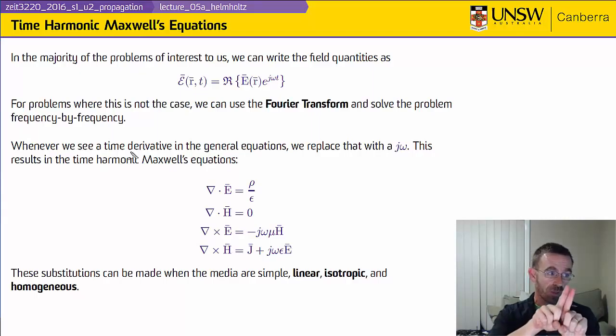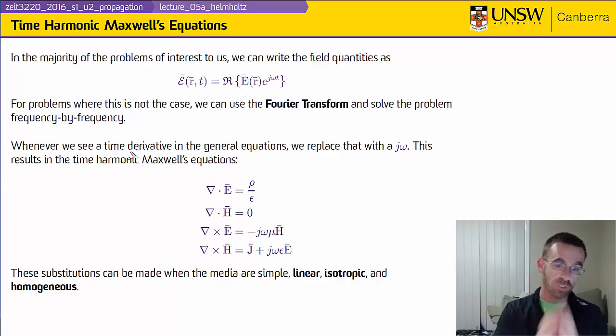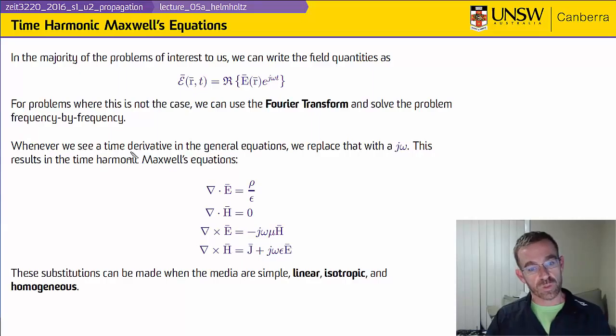Isotropic, remember, means that D and B are parallel, B and H are parallel, and homogeneous means that epsilon and mu are constants in space, although we can have boundaries between media. My time harmonic Maxwell's equations, I can write down for just the electric and the magnetic field intensities, and I have this form.